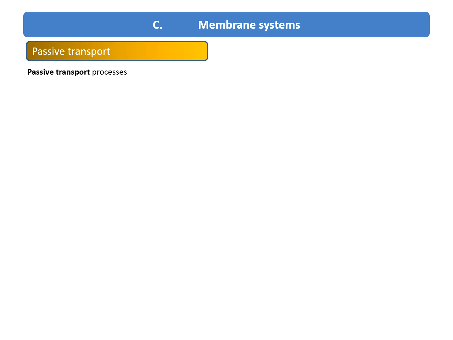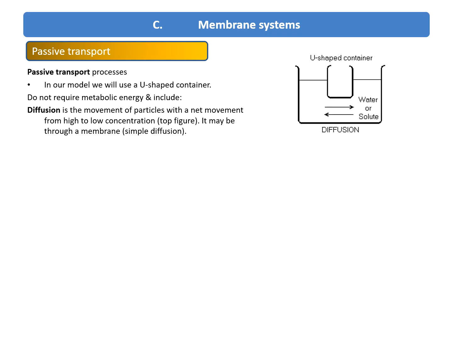Let's look at passive transport processes. In our model, we'll use a U-shaped container. Now remember, passive processes do not require metabolic energy. Take diffusion. In the simplest form, diffusion is the movement of particles. There is a net movement from high to low concentration.